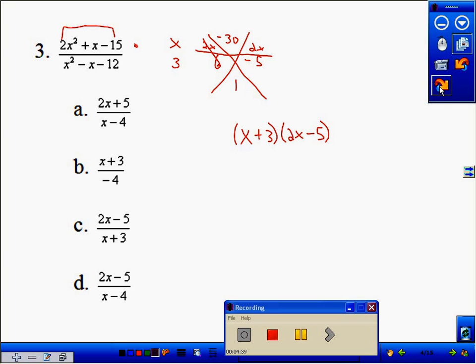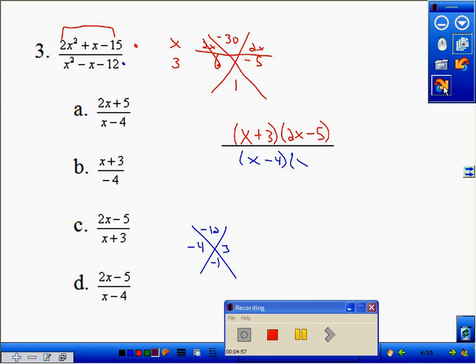That's what's on top. On bottom, how do we factor x squared minus x minus 12? Just the magic x. Two numbers that multiply to be negative 12 and add to be negative 1 are negative 4 and positive 3. So we have x minus 4, x plus 3 on bottom. What pieces cancel? X plus 3's, and we have 2x minus 5 over x minus 4 is our answer, D.